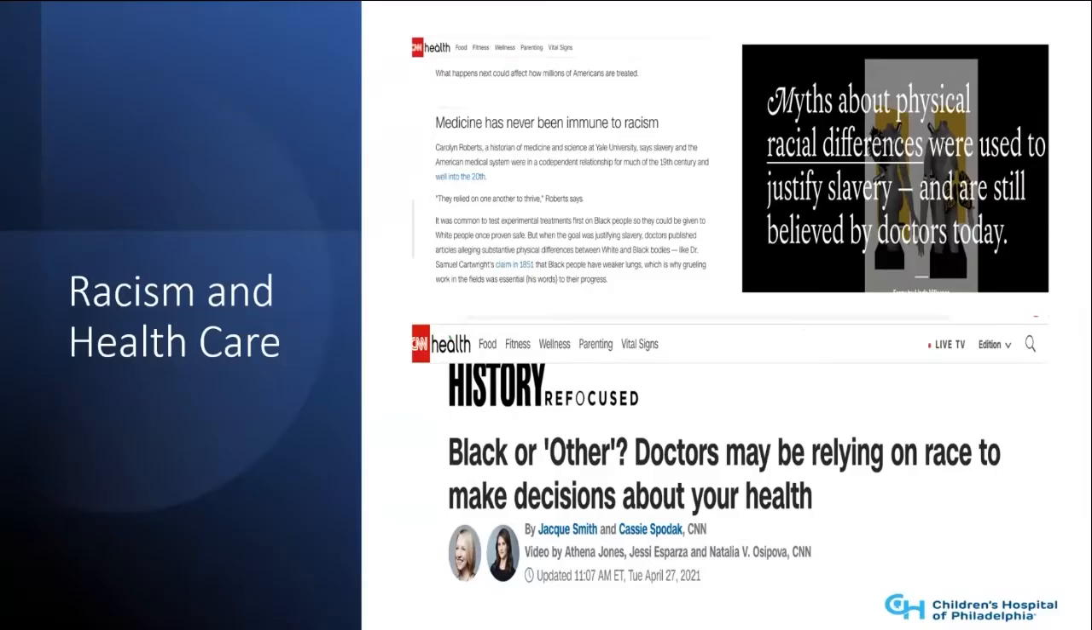When we think about racism in healthcare, we have to see that just looking at the news from CNN Health, looking at this quote that was in the New York Times Magazine, and looking at other headlines, that racism is in medicine, and medicine has been put on blast. It is clear that we have a lot of work to do.